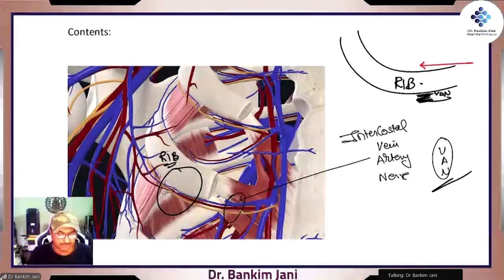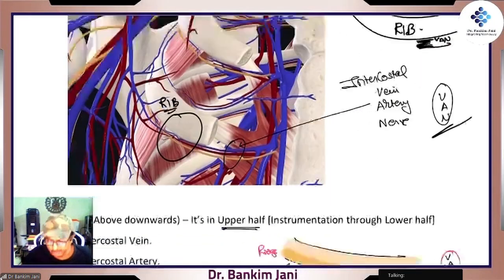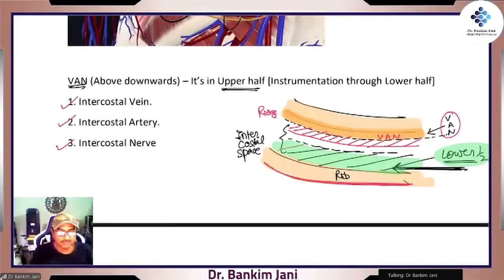This entire katha was for this purpose. This is the correct way, so that you don't injure any of the vein, artery or nerve. So that is the vein, artery, nerve, and this is where we talked about that. This is the intercostal space, right? This is the intercostal space.